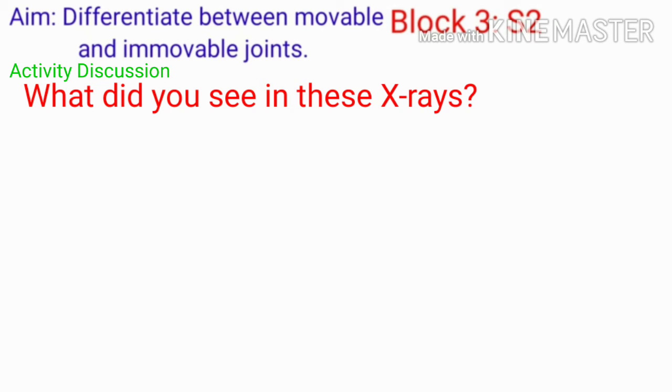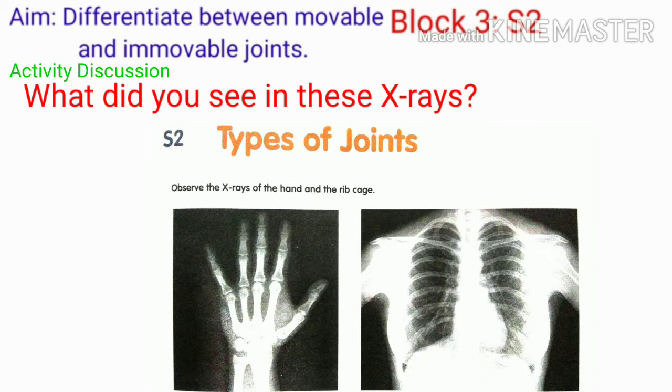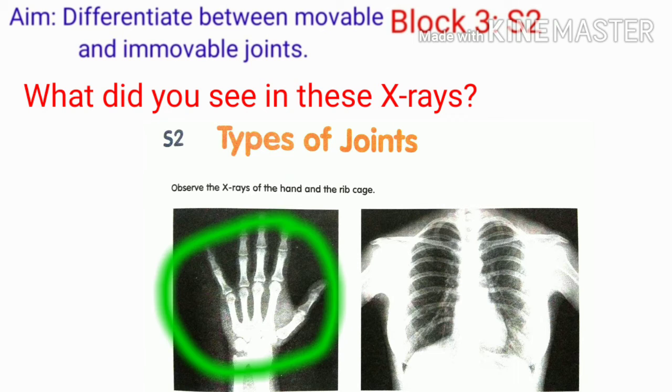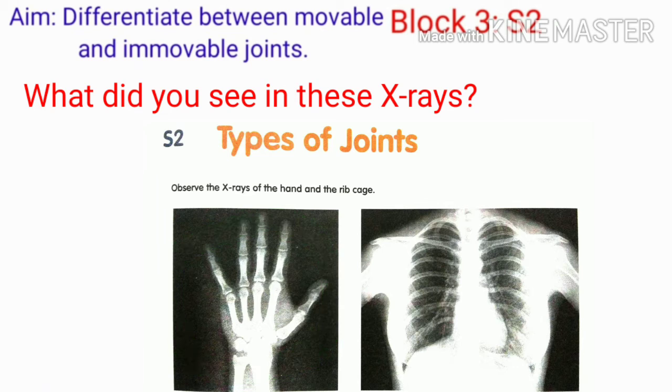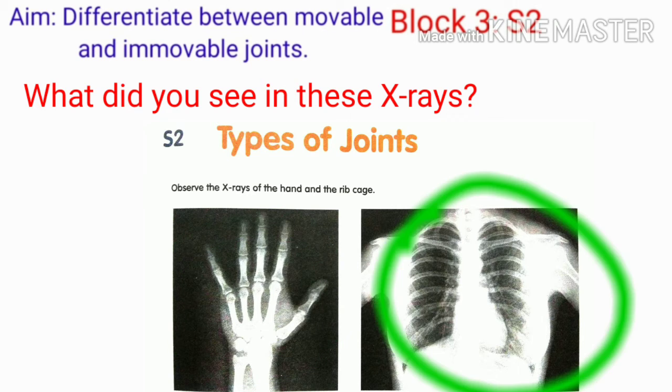Hope you all did this activity. Now, answer my question. What did you see in these X-rays? Yes, both the X-rays show bones and joints. In the hand, there are many bones and many joints. You may observe in the figure. And in the rib cage, the bones are bigger and there are fewer joints.